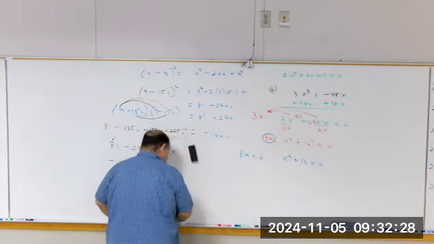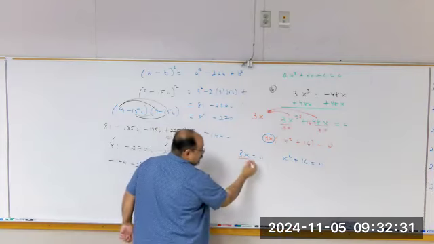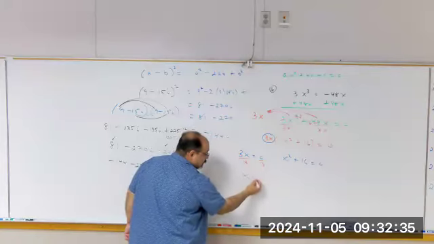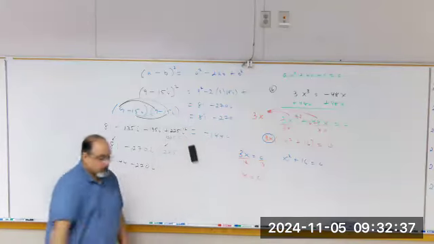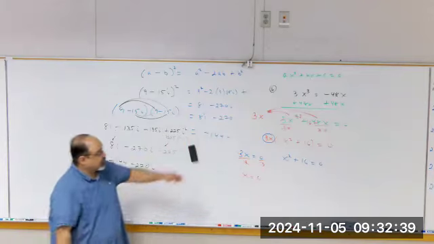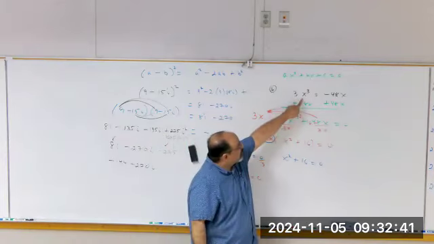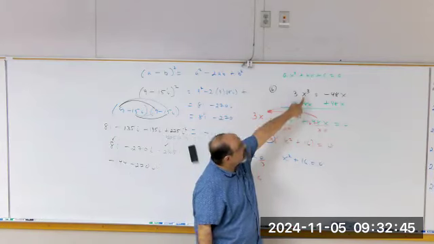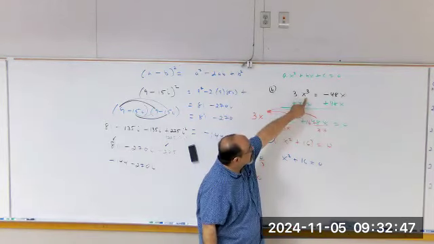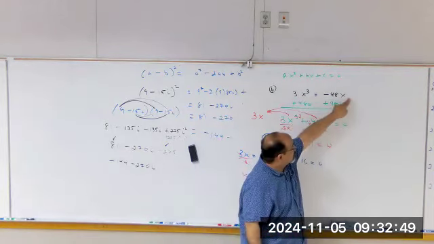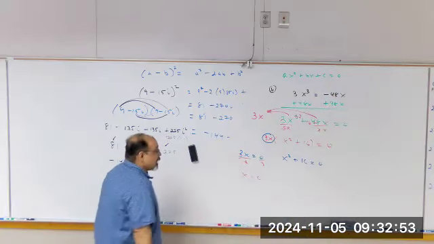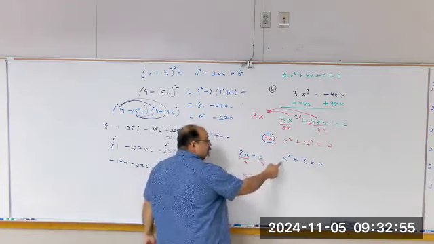We divide by 3. What is 0 divided by 3? 0. And if you check it, what's 0 to the third? 0. 3 times 0? And negative 48 times 0. You get 0 equals 0. So 0 is a solution. And then this one is just the square root.